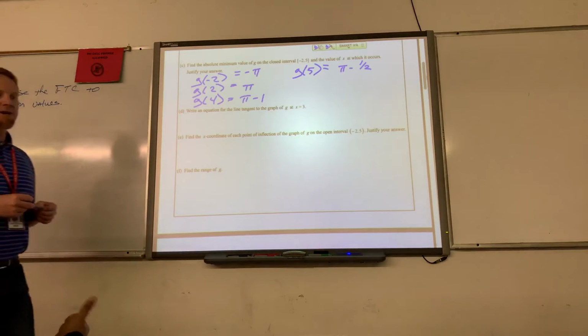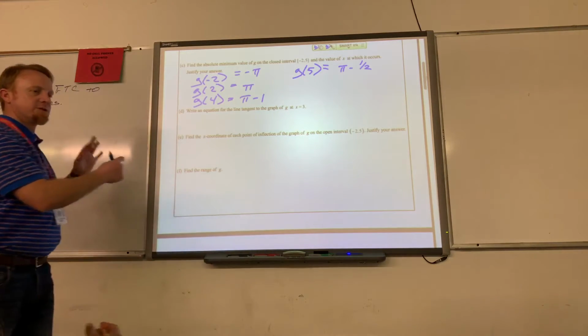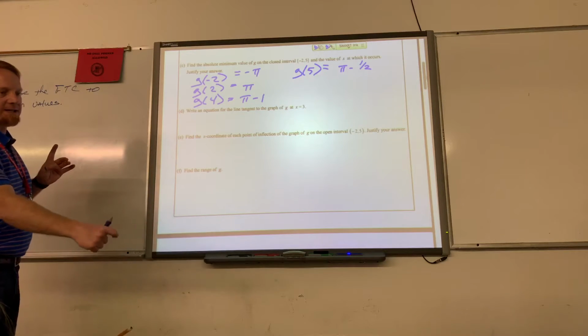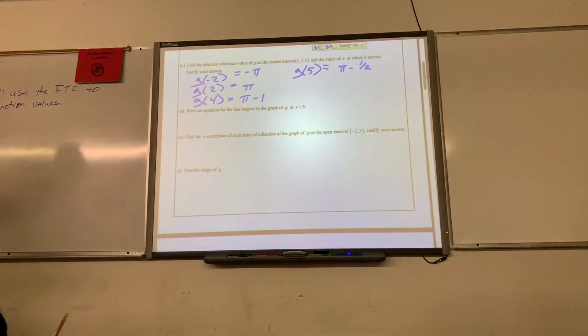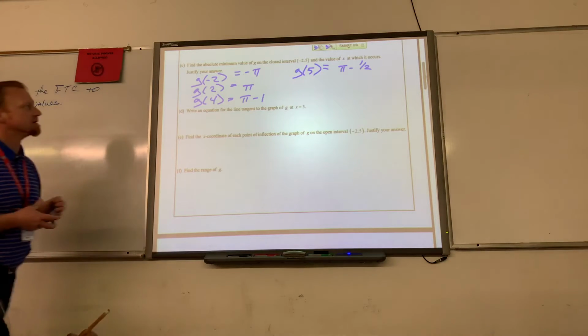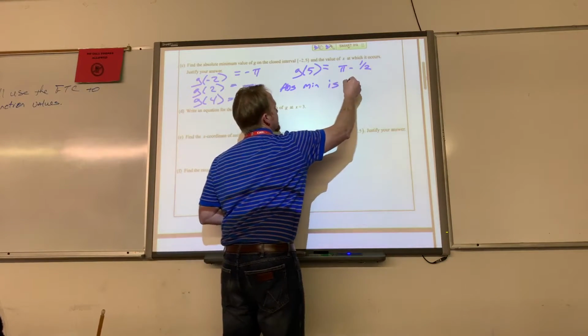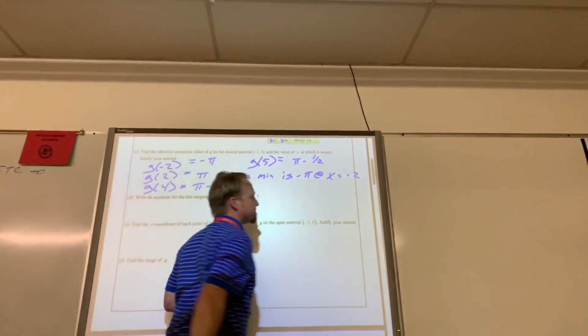Just look at your area between 0 and those numbers. So 0 to 2 is just that quarter circle, which we said was pi. And then when I go to 4, I've got that -1 down below, so it'd be pi minus 1. So that means our absolute minimum value is negative pi. The absolute minimum is negative pi at x equals -2.